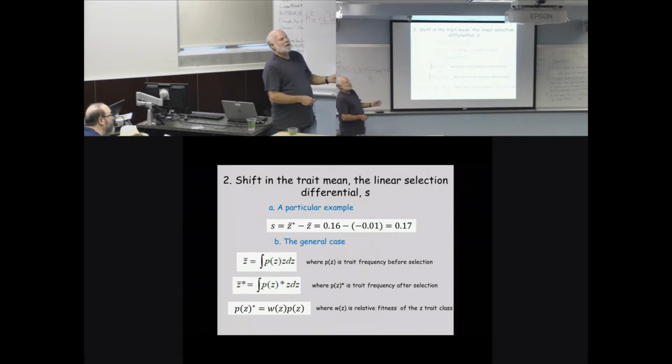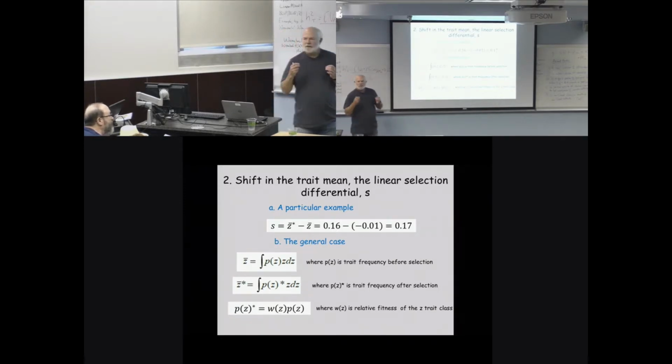Next time, what we're going to talk about is that this W of Z is a fitness value, the relative fitness of the Z phenotypic class. In general, there might be a nice functional form for W of Z. That might be a nice continuous curve, and that's what we're going to talk about next. W of Z as a function might be a nice simple thing.